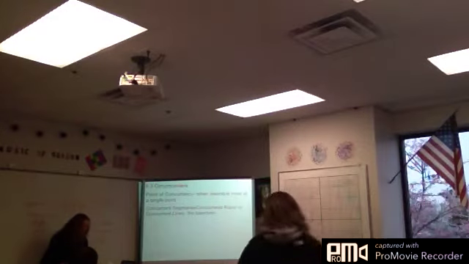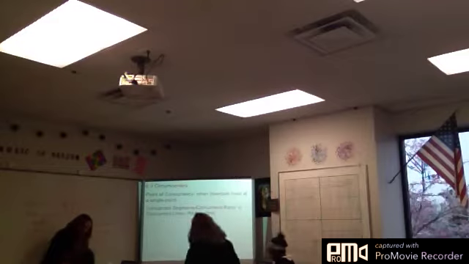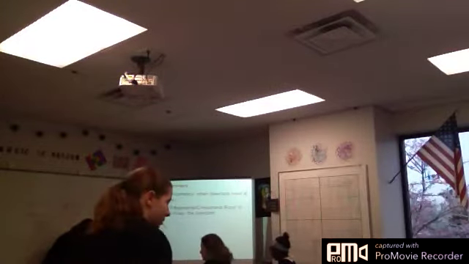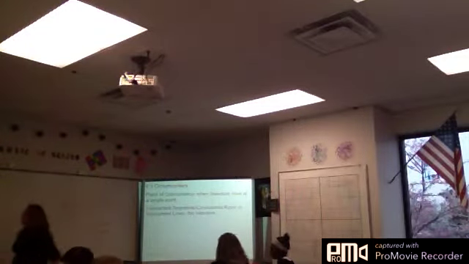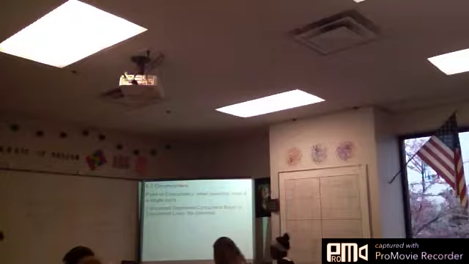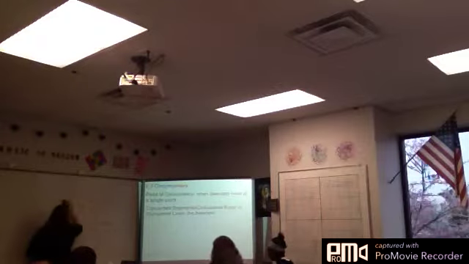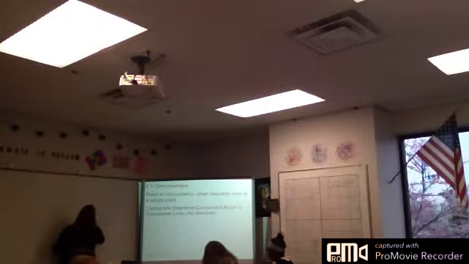Okay, let's talk about 6.3. 6.3 is dealing with triangles and their circumcenter. Okay? We will spend time on this tomorrow also in class. So let's talk. Circumcenter, okay? A point of concurrency is when bisectors meet at a single point.